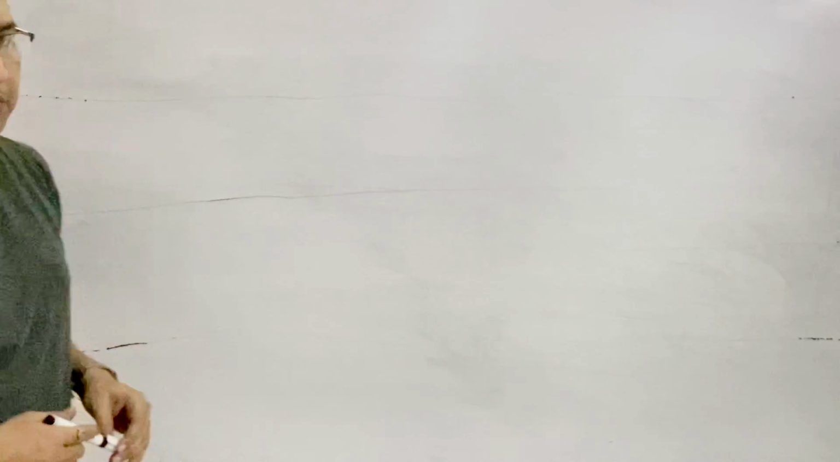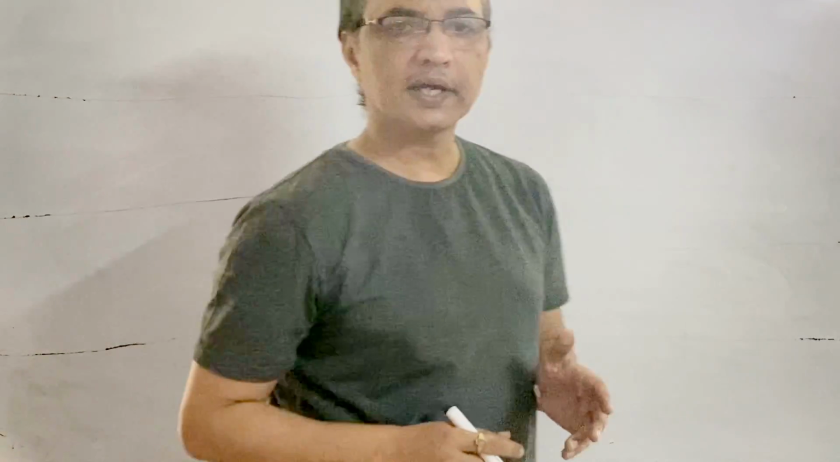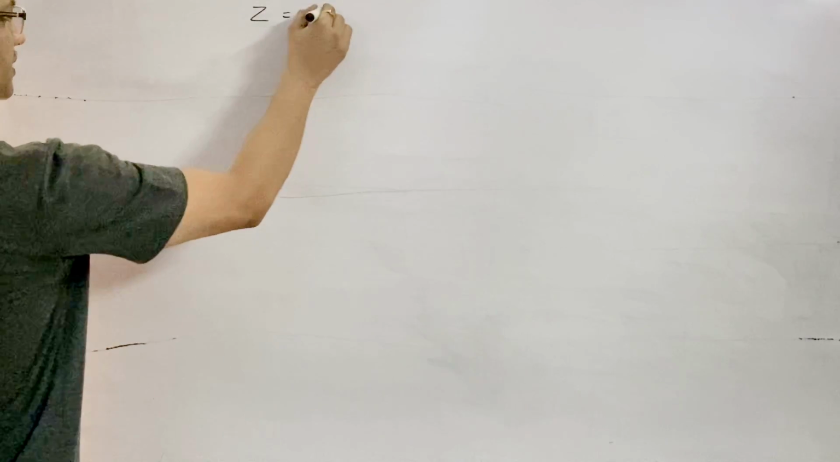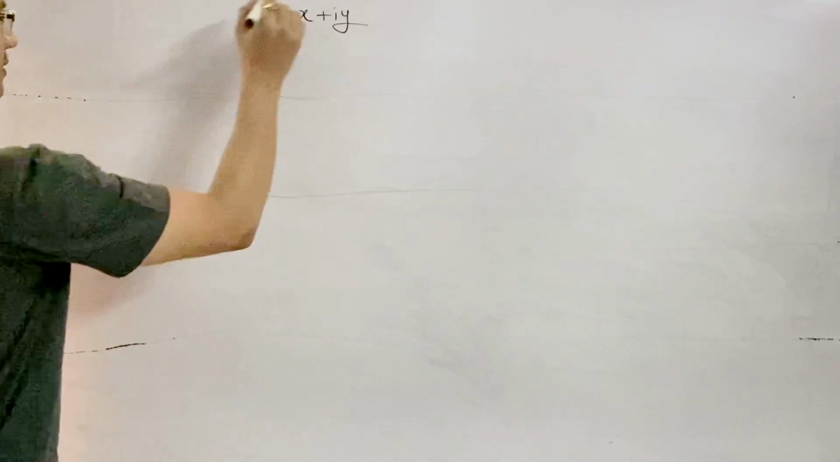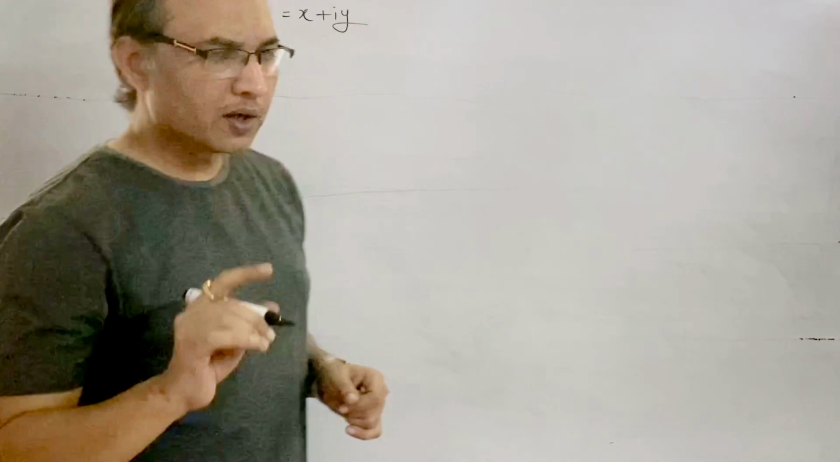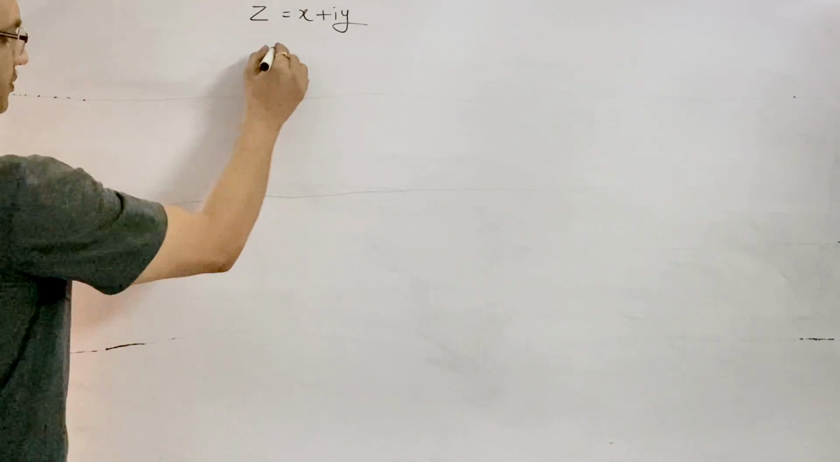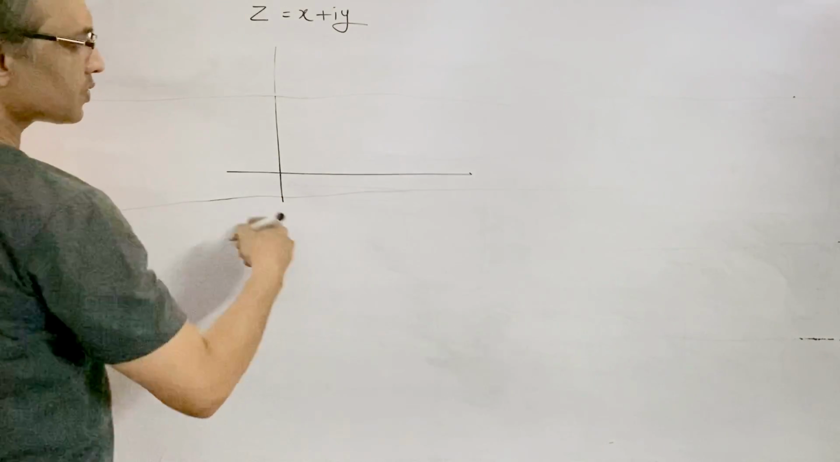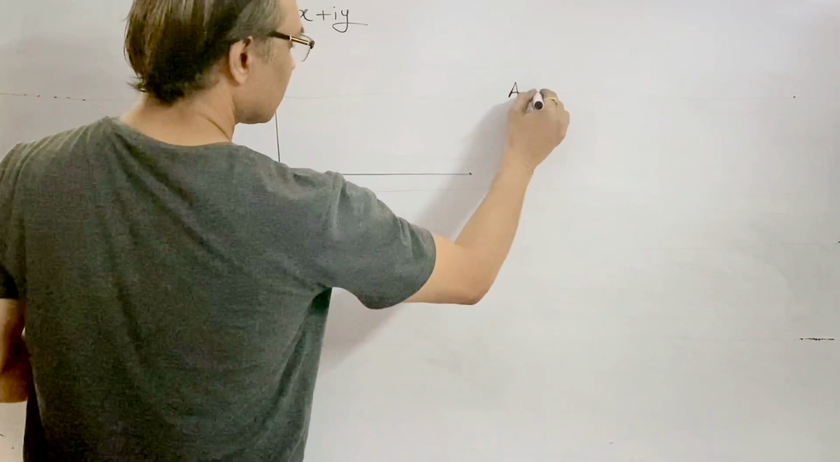Hello students. Today we'll study about modulus and argument of a complex number. Suppose we have a complex number z equal to x plus iy. Now we have to plot this complex number on a complex plane. This whole plane is called a complex plane or Argand plane.